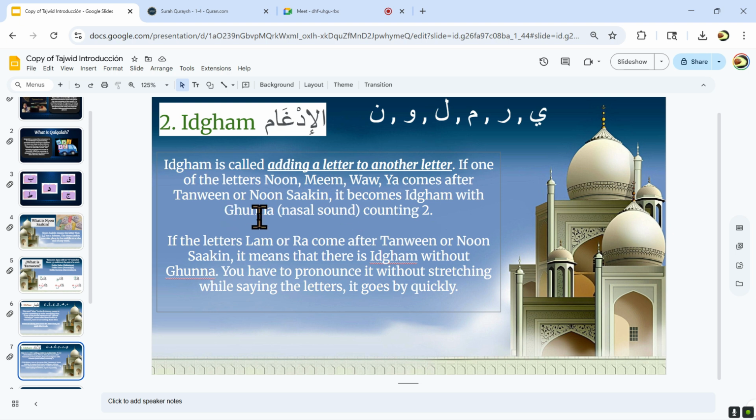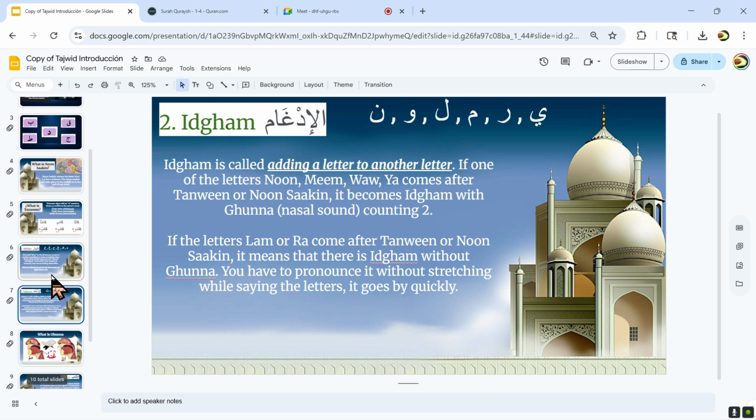You guys know what ghunna is? No. Okay. Right before I get to the ghunna, put 2 counts. We're going to hold this sound for 2 counts. So write 2 counts next to the 4 letters I just wrote. It's also going to include ghunna, which I'm about to explain.